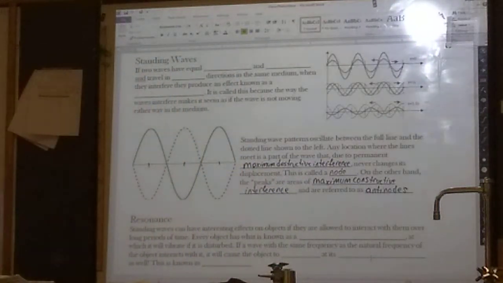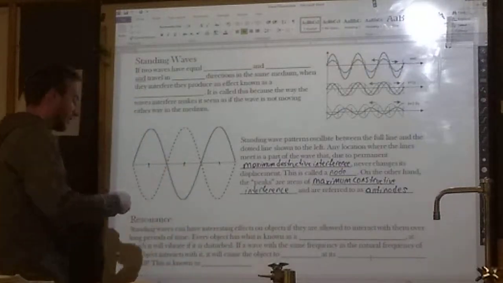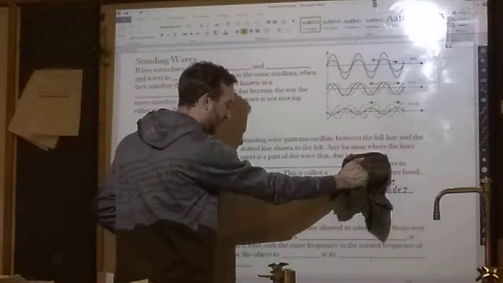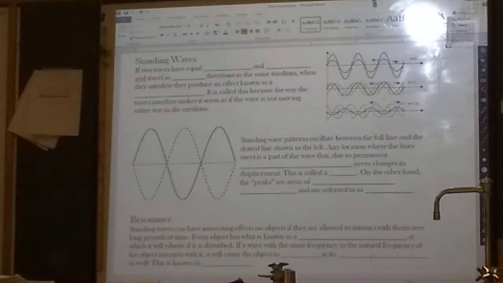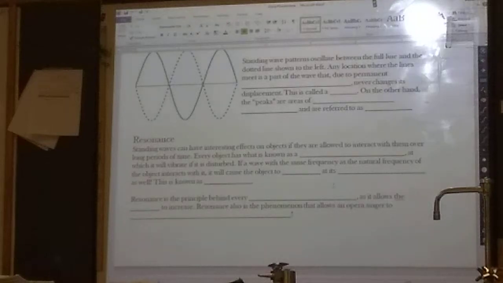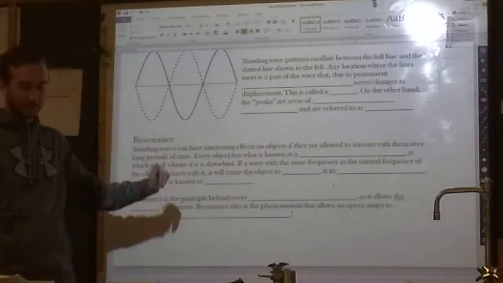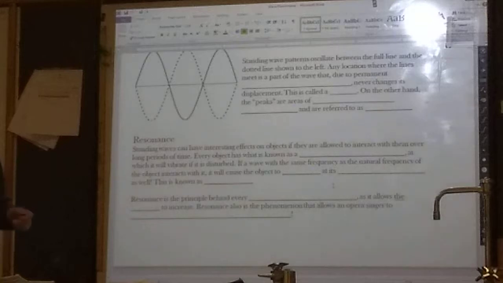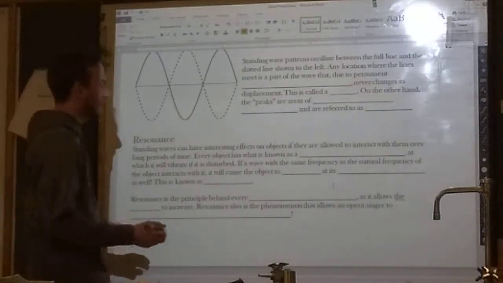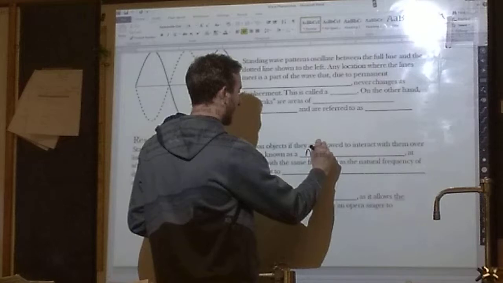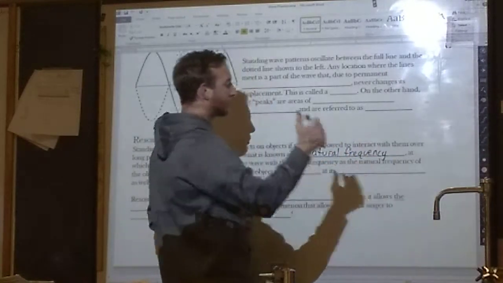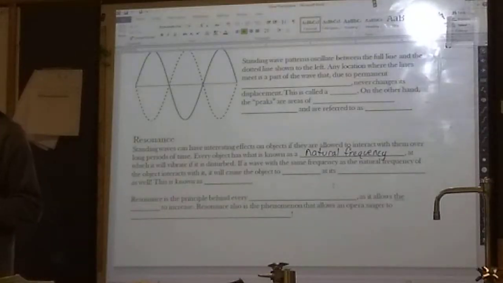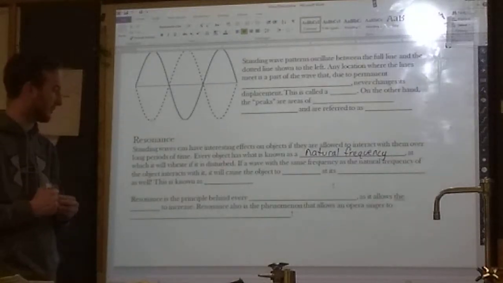So, standing waves are important, especially if you're into music, because every single musical instrument has at its core, the reason that it works is due to standing waves. They have really interesting effects if they're allowed to persist for a long period of time. Reason being, every object has what's known as a natural frequency. This is just a frequency that the object will naturally vibrate at if given the chance, a certain number of cycles per second. Different materials have different natural frequencies.